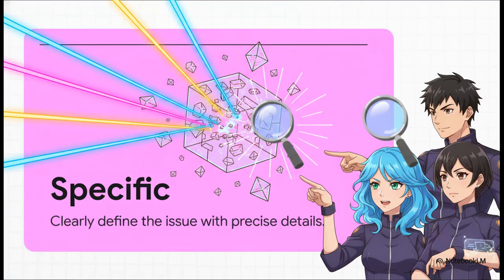Let's break this down letter by letter, kind of like a cheat sheet for bringing precision to our definitions. The S stands for specific. You need to clearly define the issue with precise, laser-focused details. You absolutely cannot just toss around vague complaints like, oh, sales are bad, or the software is slow. You have to pinpoint exactly what is failing.